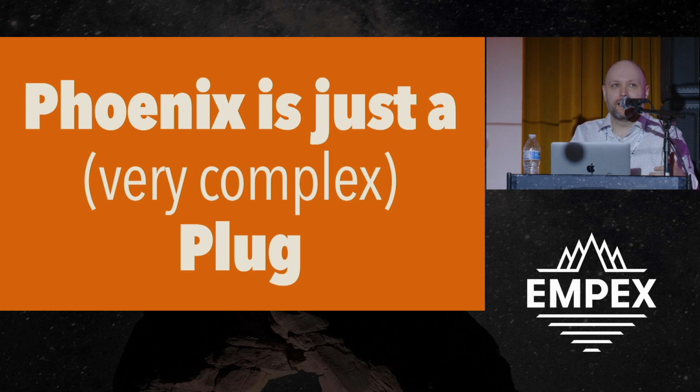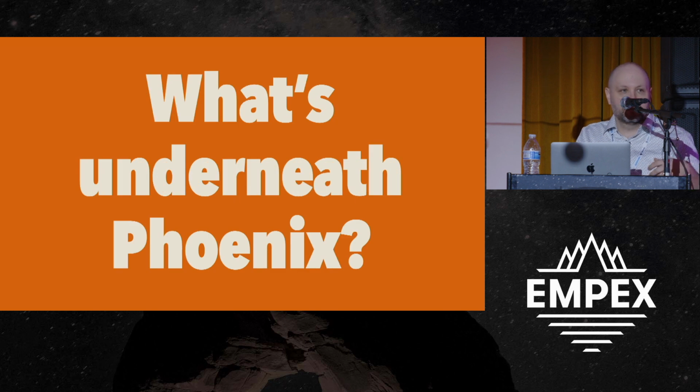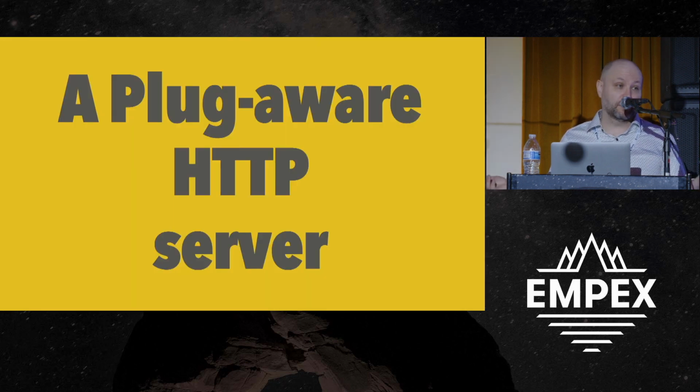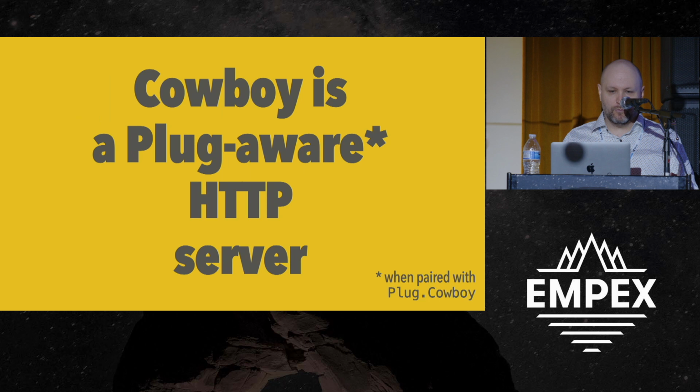So this realization lets us dive a little bit deeper into the journey today, because asking what's underneath Phoenix, if it's just a plug, is really asking what's underneath Plug. And given that Plug is an abstraction over HTTP requests and responses, it shouldn't surprise you that what's underneath the Plug is a Plug-aware HTTP server. Cowboy, we've all probably seen as the go-to Plug-aware HTTP server in the Elixir and Erlang worlds today. It's actually an Erlang library, so it doesn't know anything natively about Plug. It's interfaced into Plug via the Plug.Cowboy module, which is what you've probably seen within Phoenix mix deps files.